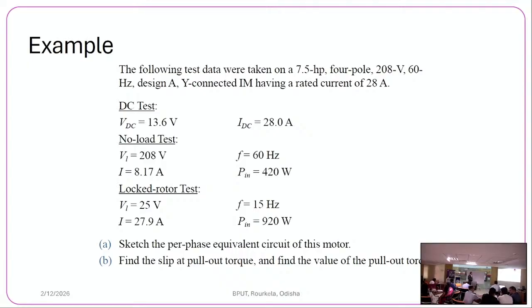Then you do the block rotor test. In the block rotor test, V1 is 25, the line voltage, and I1 is 27. This is rated. In the block rotor test S equals 1, so R is minimum. So you can draw the equivalent circuit for the block rotor test.